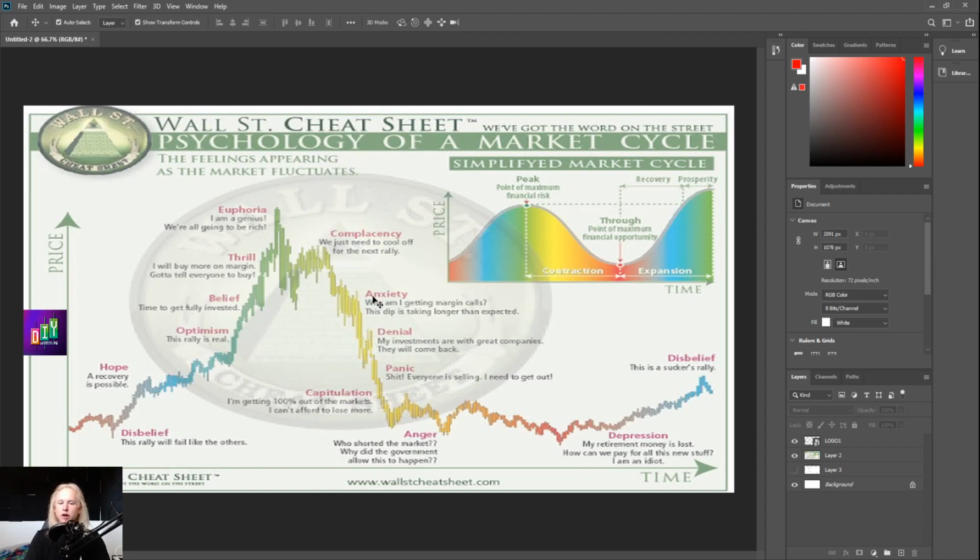And then we go into the negative emotions. Anxiety, denial, panic. Everyone is selling. I need to get out. Capitulation: I am getting 100% out of the markets. I can't afford to lose more. Anger: who shorted the market?